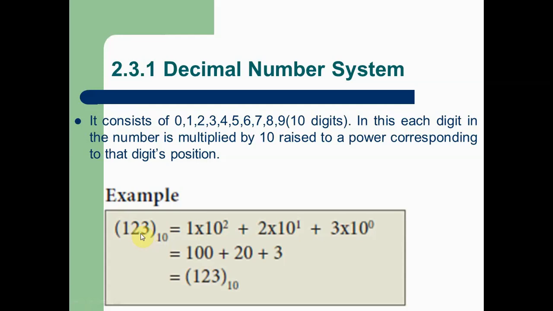This can be calculated by a simple method: each digit in the number is multiplied by 10 raised to the power corresponding to the digit's position. So each and every digit is multiplied by the base value 10, and the base value is raised to the power of the position value. The position value is counted from the right side of the number. Here you can see the position value starts from 0, then 1, and then 2.